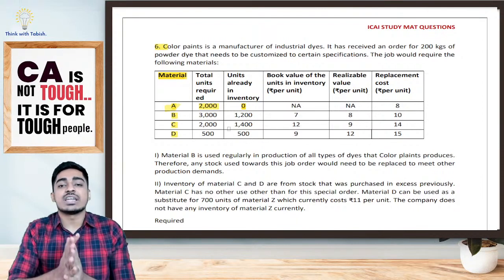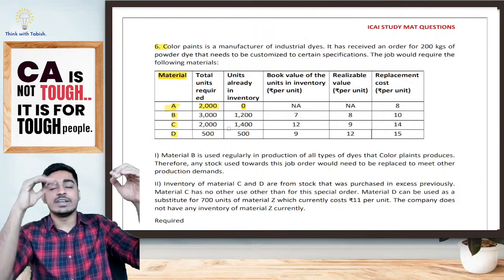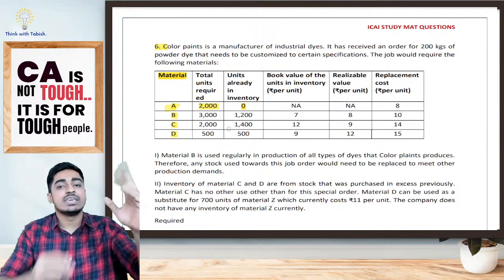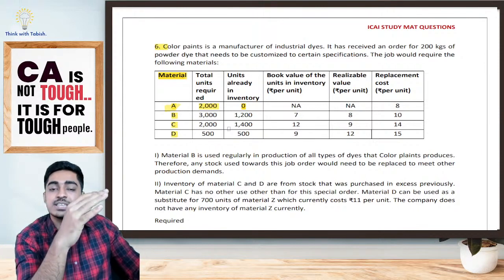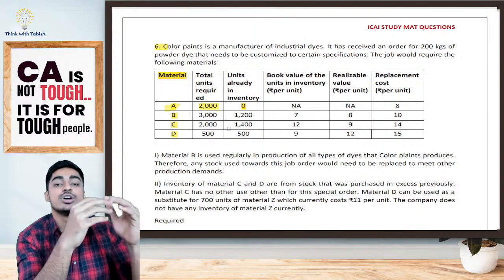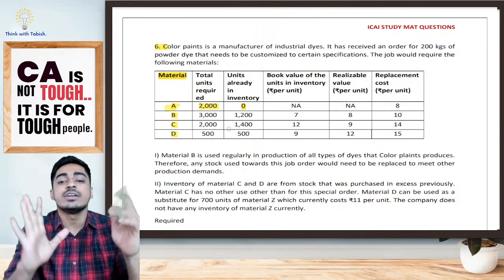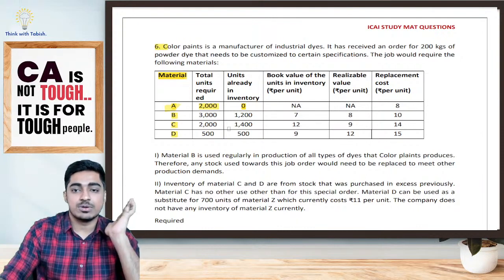What is the relevant cost of raw material? Firstly, we see if it is in inventory. Not in inventory, purchase price. If it is in inventory, we see if it is regularly used. If it is regularly used, it is the replacement cost. If not regularly used, we tell the realizable value or benefit from alternate use, whichever is higher. This is what we'll be telling.